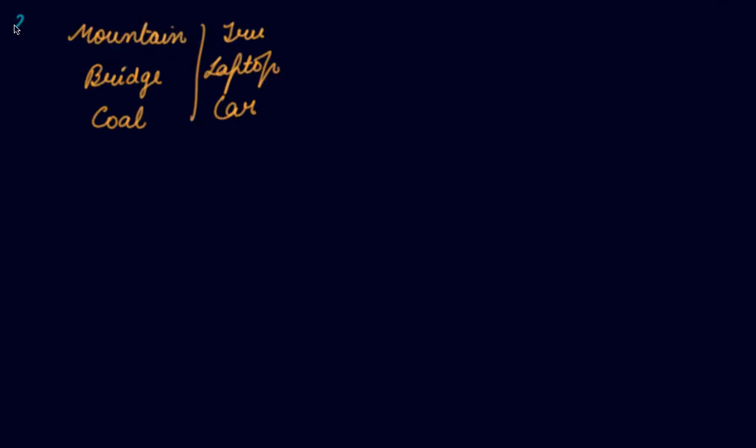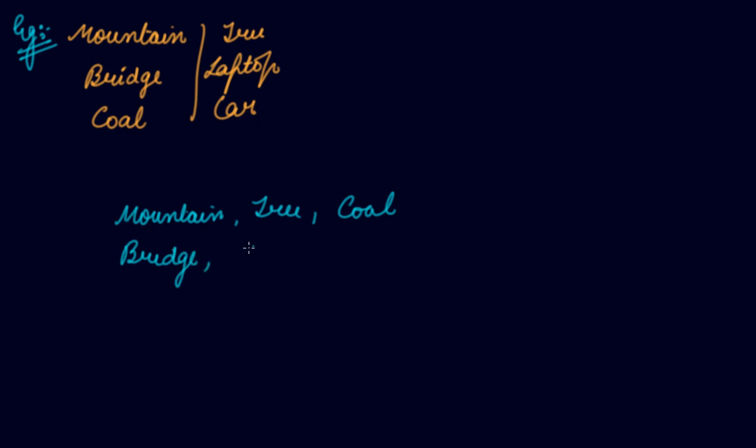Now I've taken some examples. You need to classify these examples according to any one single property that is in common. Let's say I'm taking mountain, tree, coal as one group, and I'm taking a bridge, laptop, and car. Now we have done the classification on the property that these are natural and these are man-made.